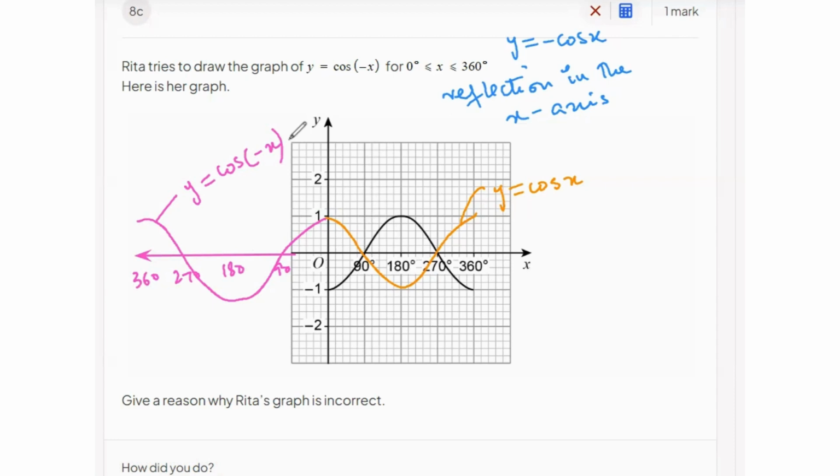Your y-axis acts as a mirror line. So we reflect the entire graph in the y-axis. And as you can see, our x values become negative. The y value is actually the same. It's positive 1 and negative 1. But your angles change. 90 becomes negative 90. 180 is negative 180. 270 is negative 270. And 360 is negative 360. So what was wrong with Rita's graph? She showed a reflection in the x-axis instead of showing it in the y-axis.